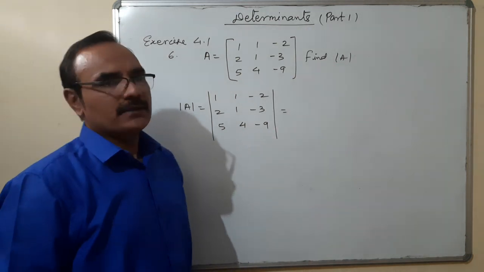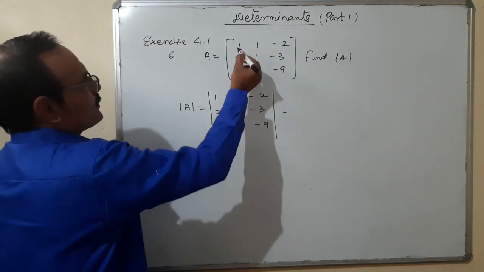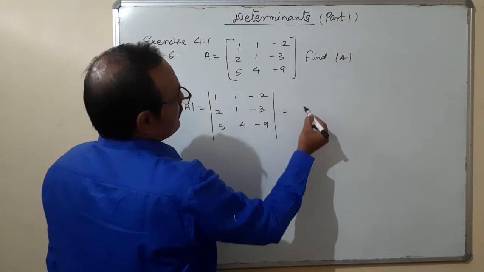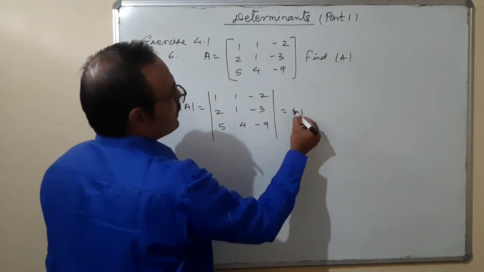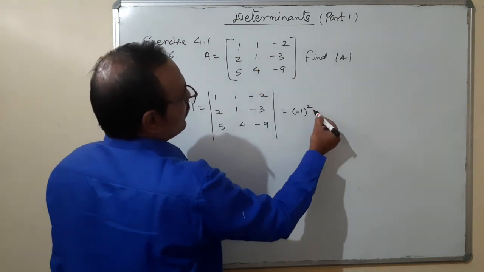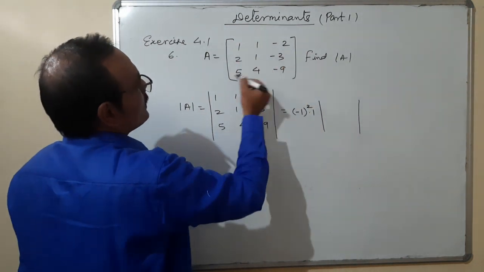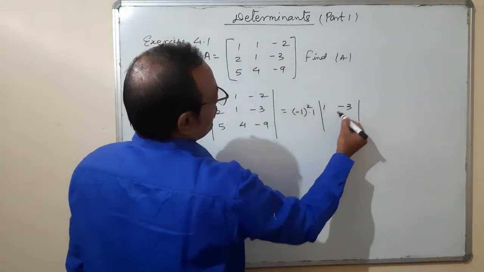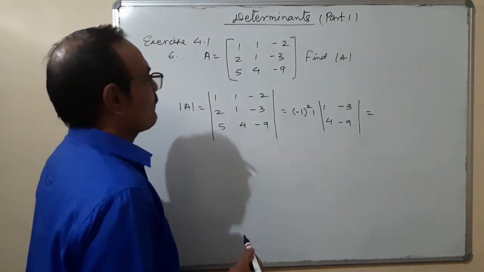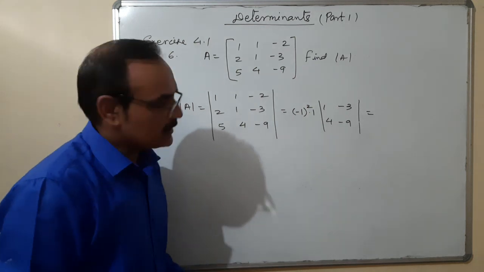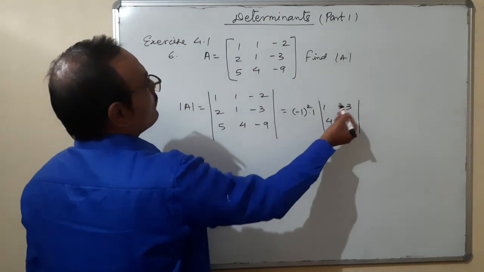I am expanding it along R1, row 1. So first is 1, and I am writing here minus 1 to the power 2, it is 1, and leaving the row and column, what is left is 1 minus 3, 4 and minus 9. First of all let me explain: minus 1 to the power 2 into 1, for position 1 1.